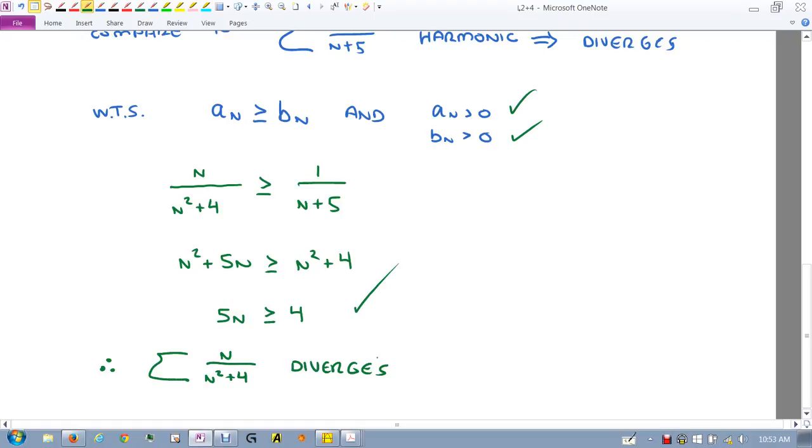So which one of these was more work? The integral test or this? What do you think? I mean, just what's your feeling on it? Was more work? Yeah, probably.